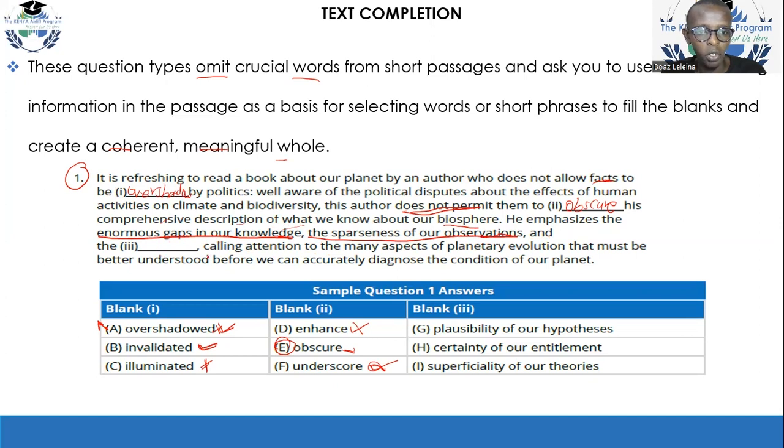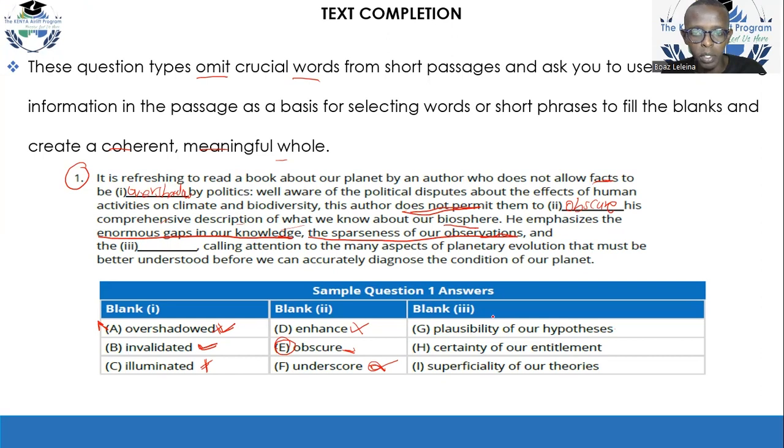And the blank, calling attention to the many aspects of planetary evolution that must be better understood before we can accurately diagnose the conditions of our planet. For the first option here, we have plausibility of our hypothesis. He emphasizes the enormous gap. Let's look at the first option here, plausibility of our hypothesis.